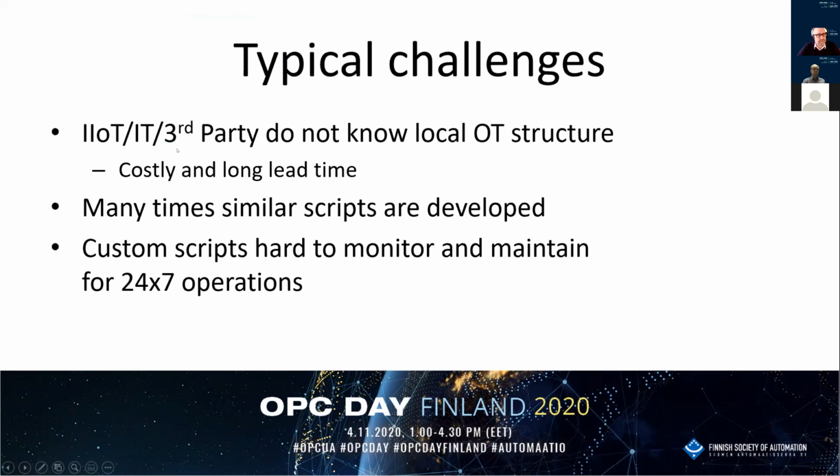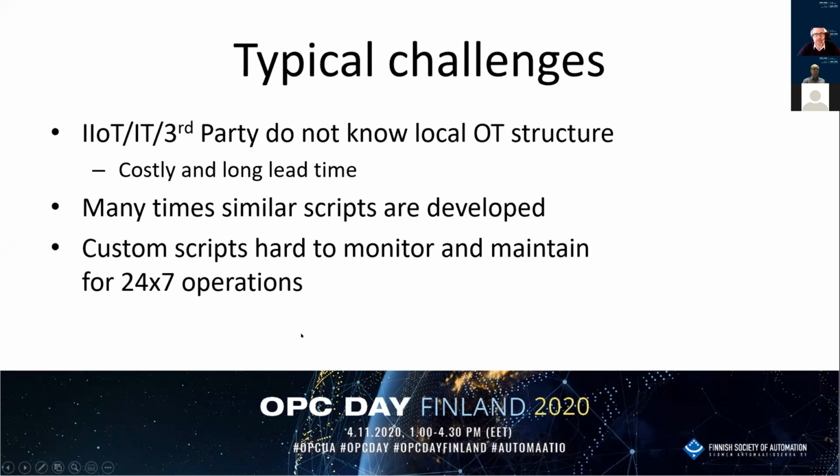What we have seen is that the initiatives are driven a little bit more from the IT side. They don't know the local OT structure. This means that it's costly and has a long lead time to scale. It takes perhaps weeks, sometimes months, to add a new robot, conveyor or a motor or something like that, because they do not sit in the same place.